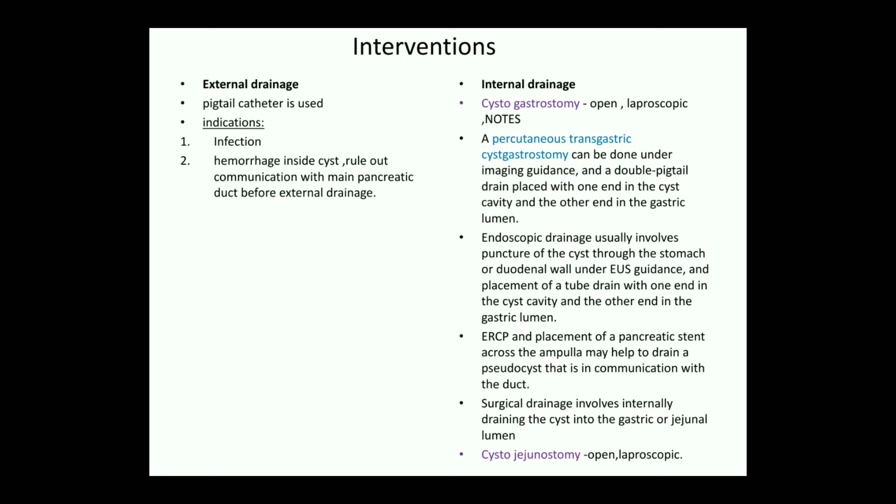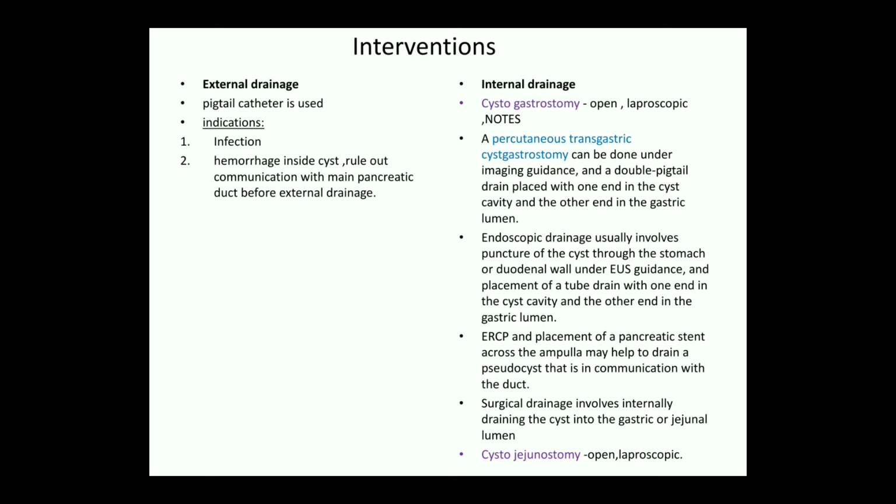In case of internal drainage, we can go for cystogastrostomy, and this can be done open, laparoscopic, or NOTES. NOTES is natural orifice transluminal endoscopic surgery, where through the oral cavity we use an endoscope and reach the stomach, and through the stomach we go to the lesser sac, and anastomosis is done. A percutaneous transgastric cystogastrostomy can be done under imaging guidance, and a double pigtail drain placed with one end in the cyst cavity and the other end in the gastric lumen.